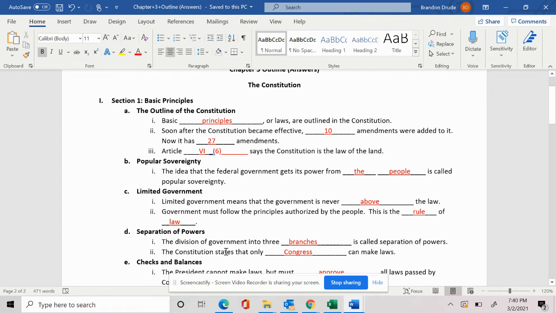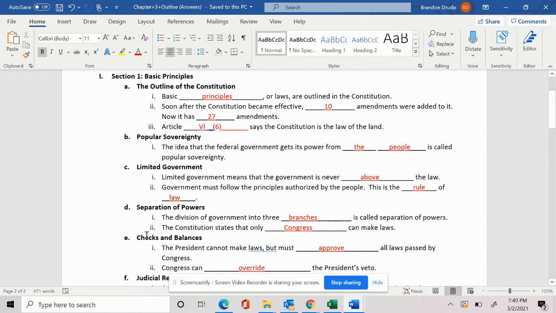This is the same for the executive and the judicial. They have powers that the Congress can't touch. Now, each branch gets their own power. So that was the third principle. But the fourth principle goes hand in hand with it, and that is checks and balances.